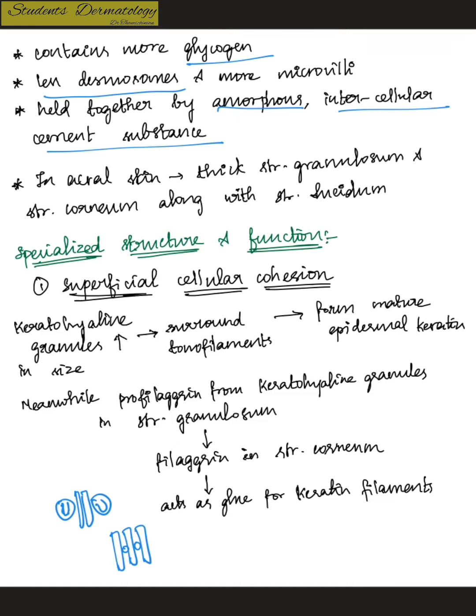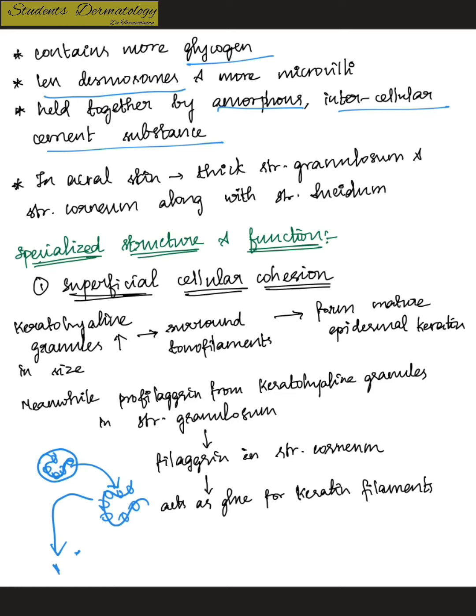So what happens is, inside the keratohyalin granules we have profilagrin. By dephosphorylation, this profilagrin gives rise to filaggrin. This filaggrin helps in the aggregation of the tonofilaments. Filaggrin mutation plays an important role in atopic dermatitis.